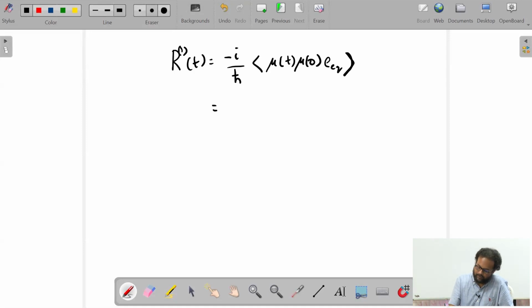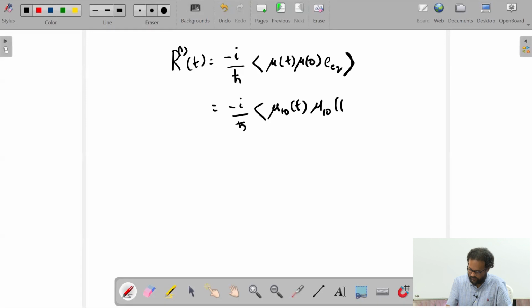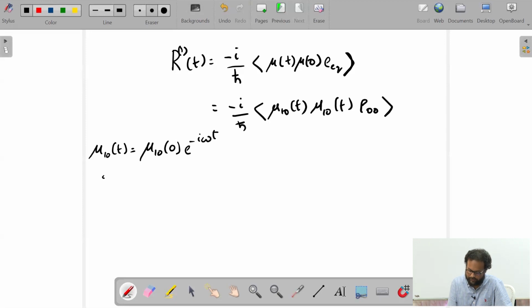In a two-level system, of course, this becomes simpler. This simply becomes μ10 evolving with time, μ10 at time t, and ρ00, everything in the ground state. Typically the evolution of my dipole is like any system evolution. As it evolves, it's going to gather some kind of phase, a dynamic phase. So I can write this as μ0 e to the power minus iωt, where ω is simply the energy difference.